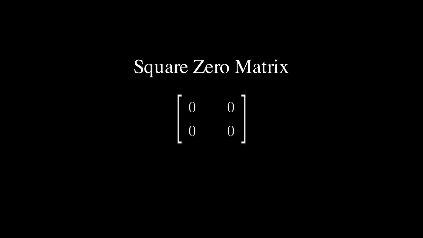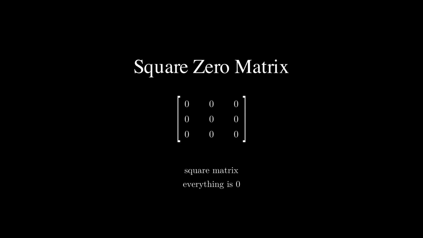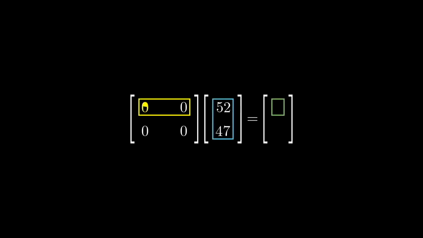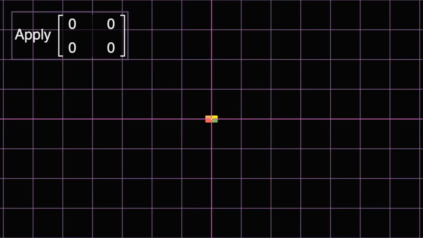The next one is a zero matrix, which is square and everything is 0. So regardless of which vector you multiply with the zero matrix, it becomes the zero vector. And visually, it would mean no matter where the vector starts, it would move towards and end up in the origin.